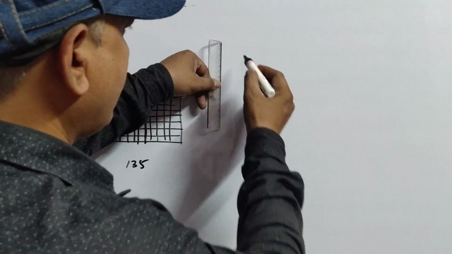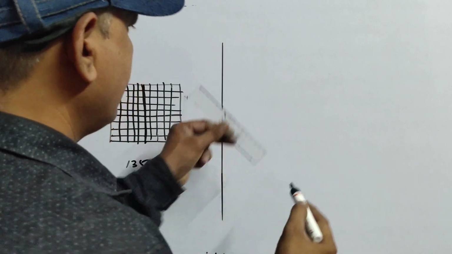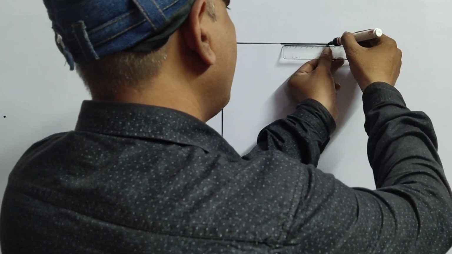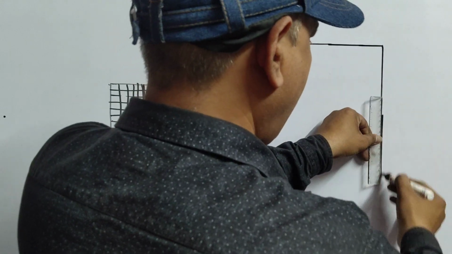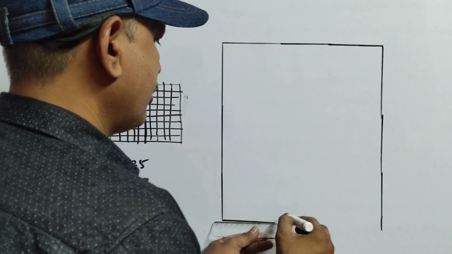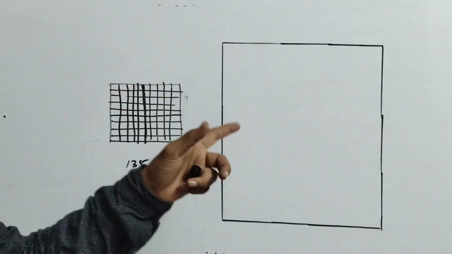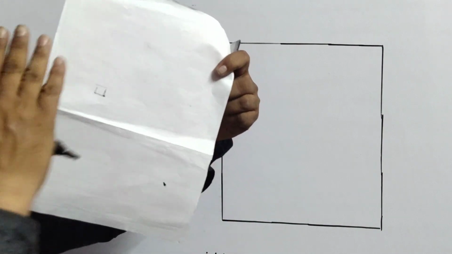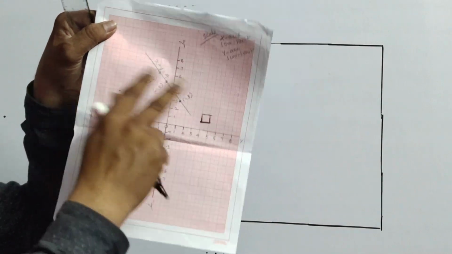First, I am simply drawing your graph paper like this. Suppose this is your graph paper or graph book. It is better, children, if you use a graph book. I am just telling you, this is your graph paper or graph book. In a graph book, one side is white paper, and the other side has either green color or red color lines. The graph will be like this.